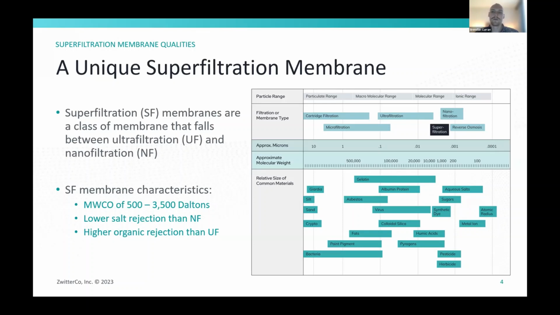So that is where ZwitterCo lies in the superfiltration membrane spectrum, meaning we have a molecular weight cutoff of about 1 kilodalton. We reject any TSS that's remaining in the stream and all the organics, but we don't reject any of the ammonia in the stream. What we're really good at is basically taking everything out of the stream before it gets to RO. So the ammonia in digestate applications is then going to get concentrated in the RO, same with some other nutrients like potassium and the remaining salts. So we have a lower salt rejection than NF and a higher organic rejection than UF. And that's really important for a stream like digestate.